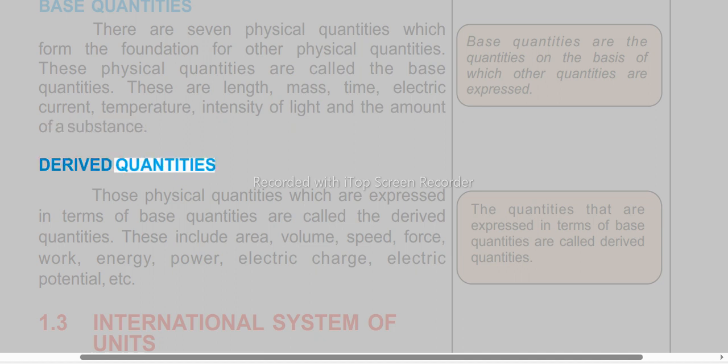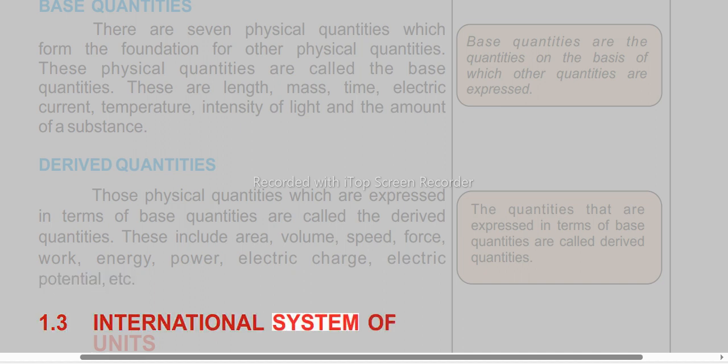Derived quantities. Those physical quantities which are expressed in terms of base quantities are called the derived quantities. These include area, volume, speed, force, work, energy, power, electric charge, electric potential, etc.